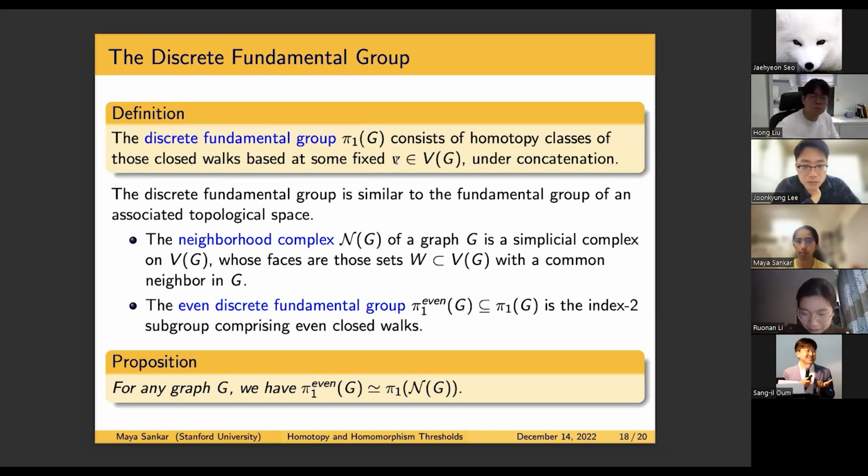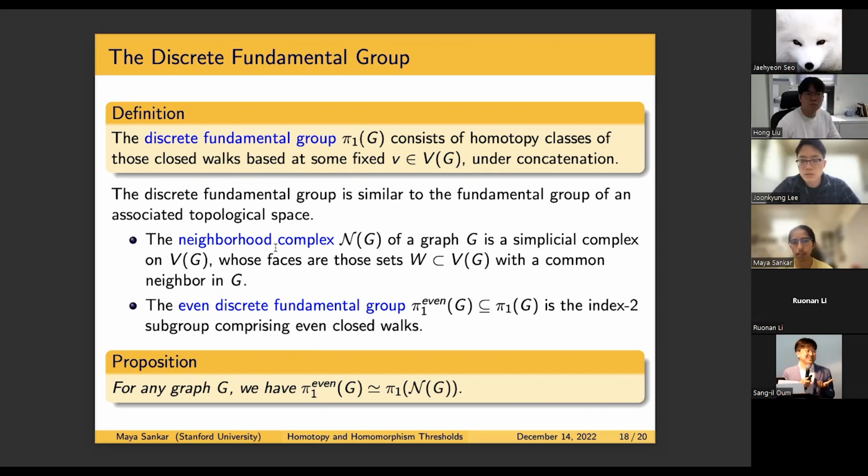You can show that these two groups are actually the same. And so in fact, the condition that G is simply connected is the same thing as saying that pi even G is trivial, which is the same thing as saying that the neighborhood complex is trivial. So in some sense, the main theorem I wrote down before is related to this neighborhood complex in, to be honest, a deeper way that I don't think I understand.